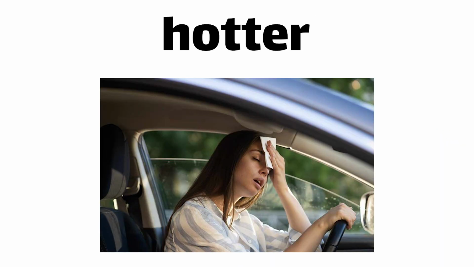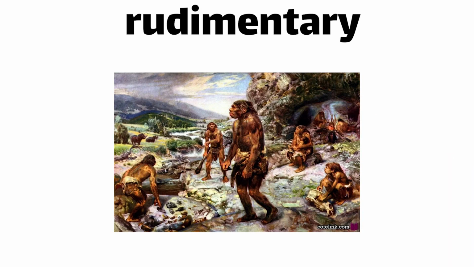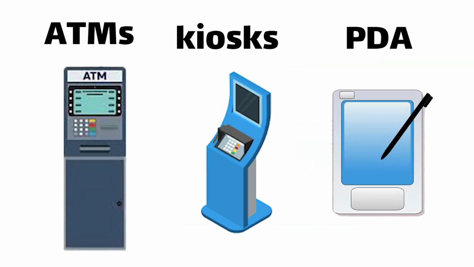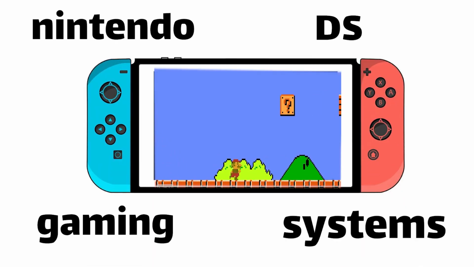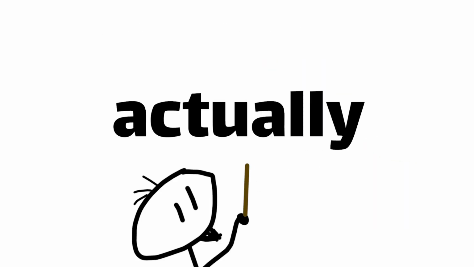It's like a giant game of hot and cold. More resistance means you're further from the touch point. Areas with less resistance are hotter and indicate proximity to the touch location. While rudimentary, this resistive touch technology was the backbone of many early touch devices like ATMs, kiosks, PDA stylus endpoints, and even the original Nintendo DS gaming systems. It's a clever method for such simple hardware construction. Pretty impressive if you think about it, actually.